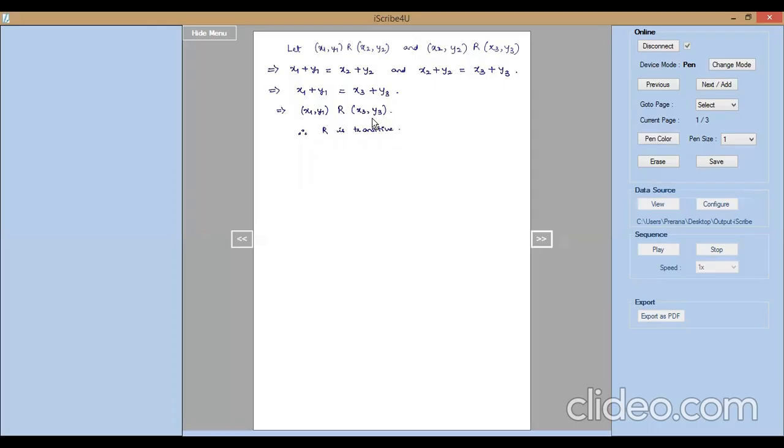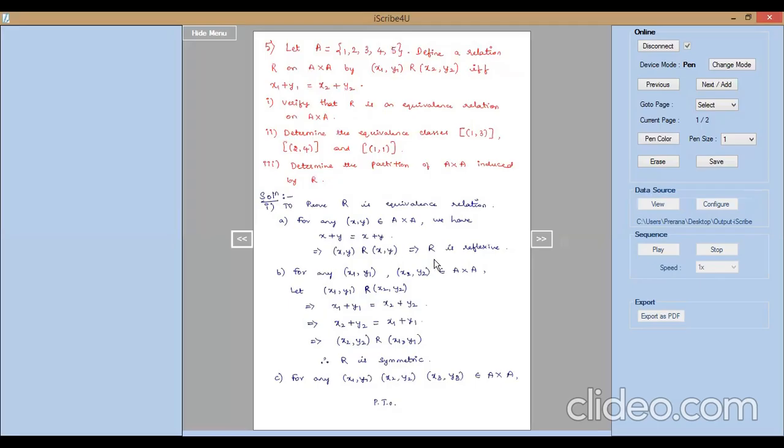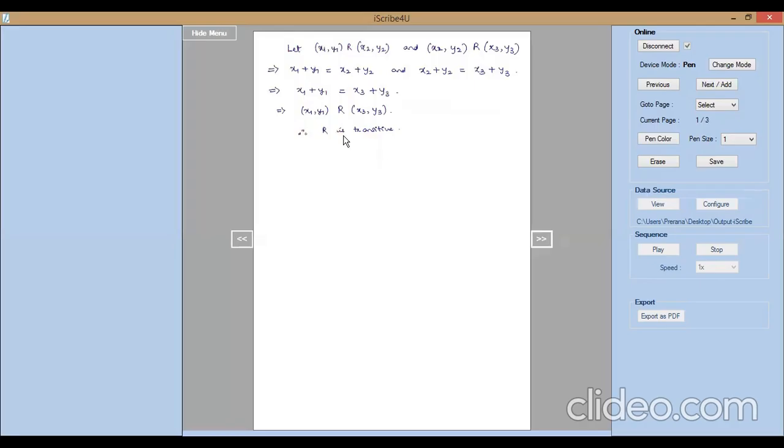So we proved that R is, in the first part, reflexive. Secondly, we proved R is symmetric. And now we have proved R is transitive. Thus, we can conclude R is an equivalence relation. So this was our first part of the problem.